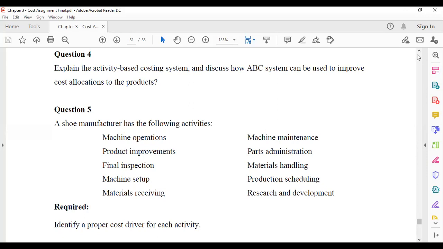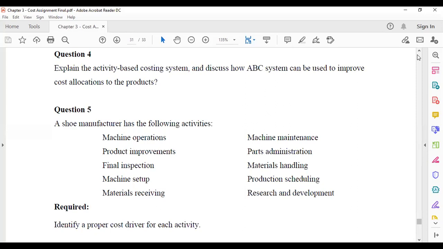So what we are going to do is look for the different activities in an organization. We are looking for the different kinds of activities in an organization. That may be the machine-related activities, that may be the other activities. There can be different kinds of activities, right?